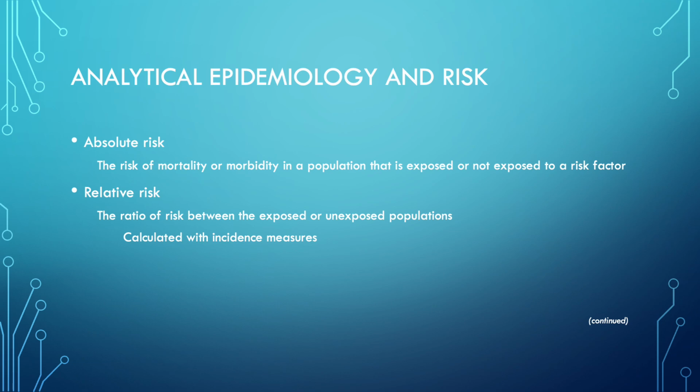With absolute risk, it's the risk of mortality or morbidity in a population that is exposed or not exposed to a risk factor. So, are you exposed to that risk factor or not? We also have relative risk, and this is the ratio of risk between the exposed and unexposed populations. And we can calculate it with incidence measures.